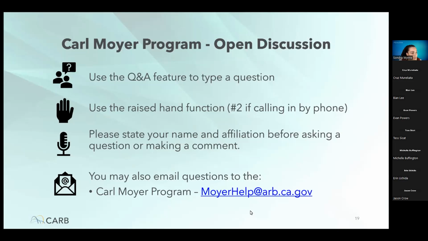Sorry, my audio cut out a little bit. Would you mind just repeating that one more time, Cruz? To align with ACF requirements, will CARB Moyer programs move towards only accepting ZEVs, zero emission vehicles, for the vehicle grant programs?